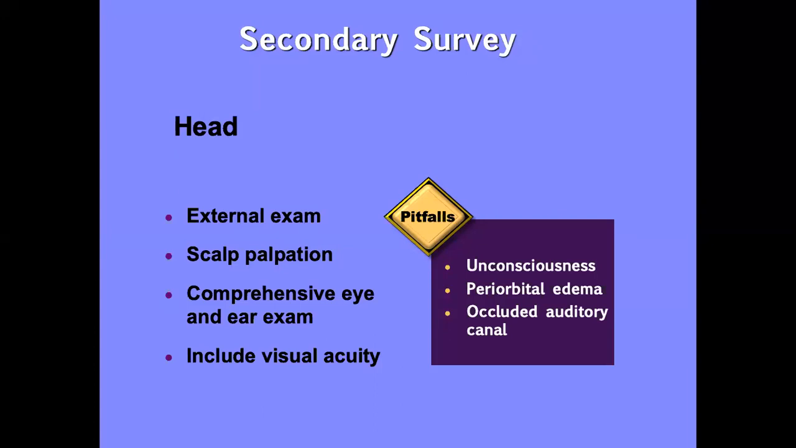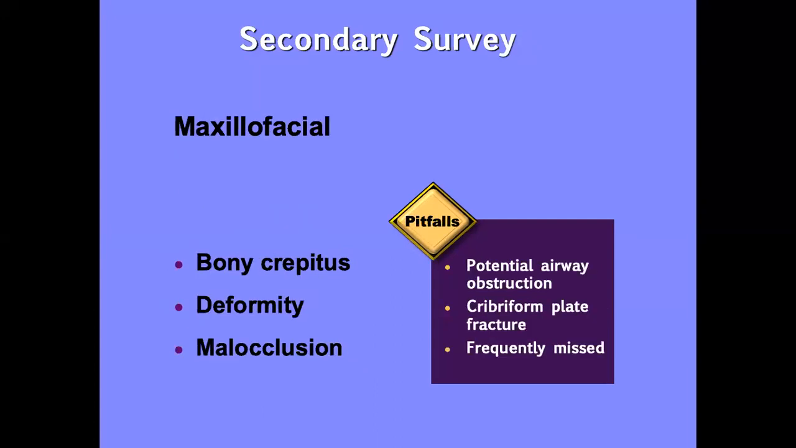Then the patient may have an occluded auditory canal because of some dirt inside the ear or some foreign body. So that has to be examined with a proper tool. Then maxillofacial injuries can occur. So that has to be evaluated by the presence of bony crepitus or deformity over the maxilla, or the patient's inability to close his mouth completely. If you suspect a patient to have an anterior skull base fracture, do not put in an NG tube or a nasogastric tube, because that may actually increase the trauma and cause further bleeding.